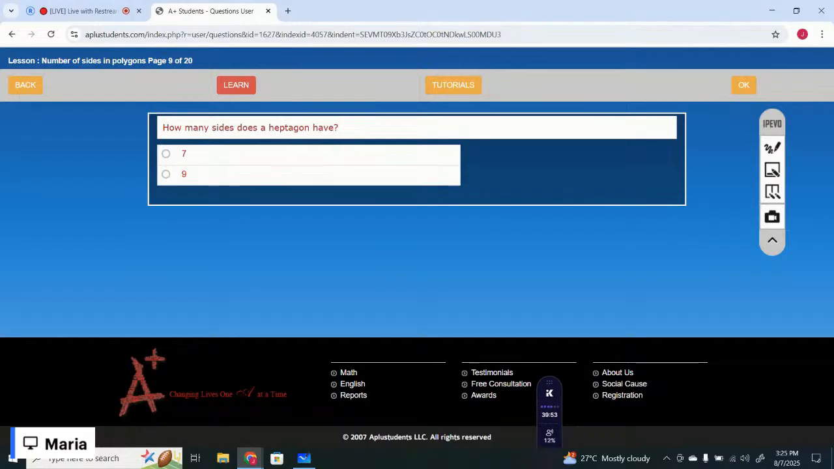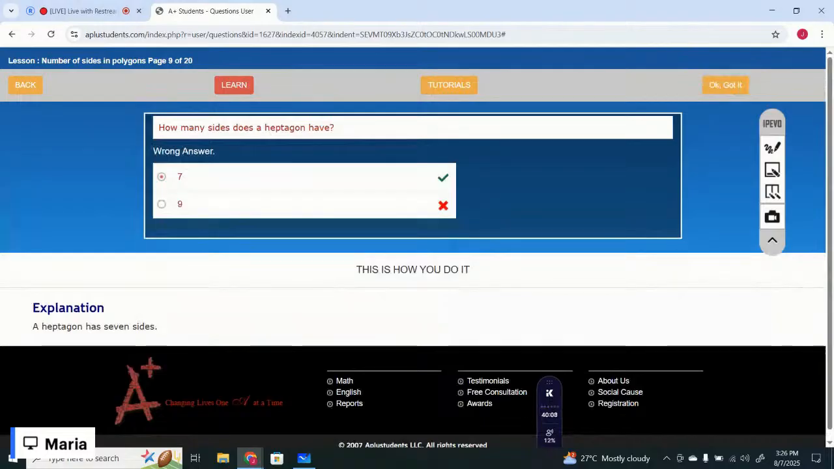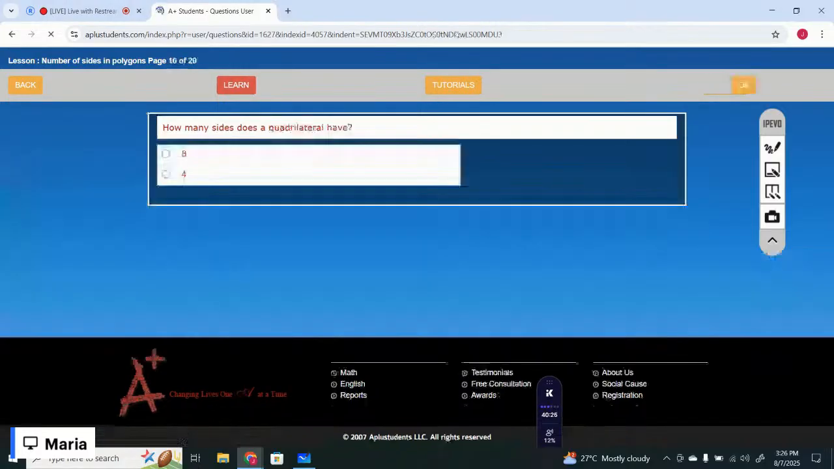How many sides does a heptagon have? So a heptagon has 9 sides. Option number... The correct option is 9. Oh, 7 sides. A heptagon has 7 sides.